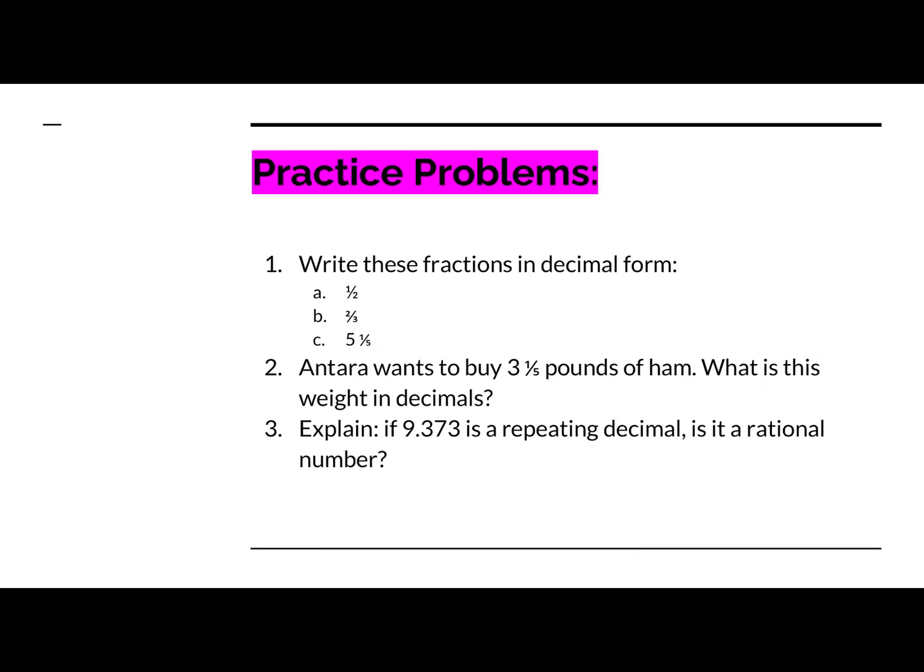All right, so here are some practice problems for you guys. By class tomorrow, I want you guys to solve and write these fractions in decimal form. I'm going to start with 1/2, 2/3, 5 1/5. And then Antara wants to buy 3 1/5 pounds of ham. What is this weight in decimals? And also, explain, if 9.373 is a repeating decimal, is it a rational number? So this is actually 9.373 continuing. So is 9.373 a rational number?